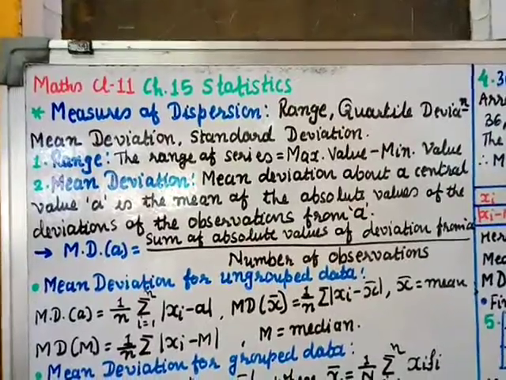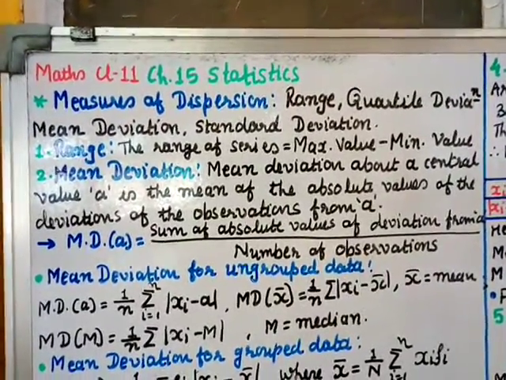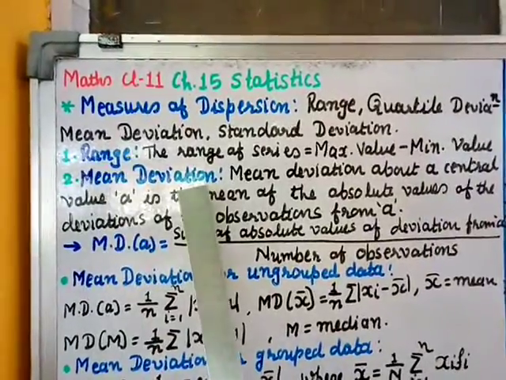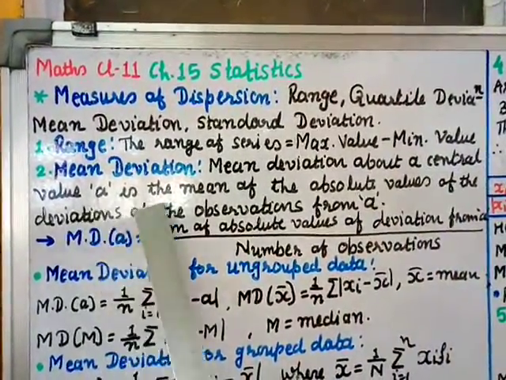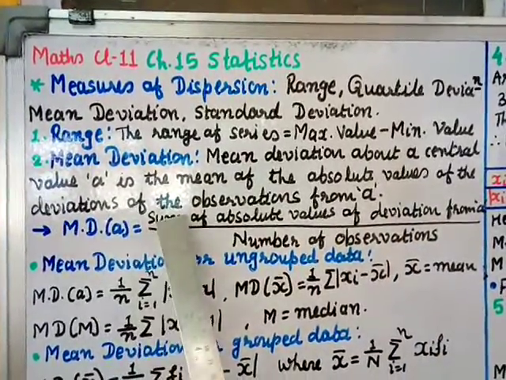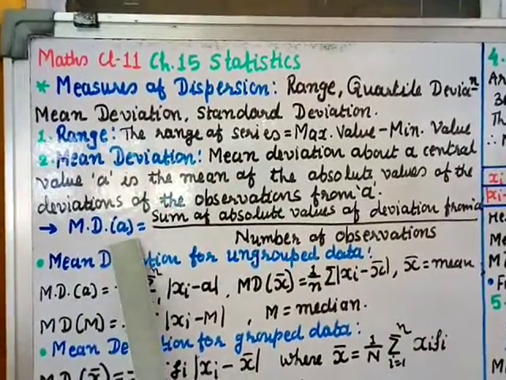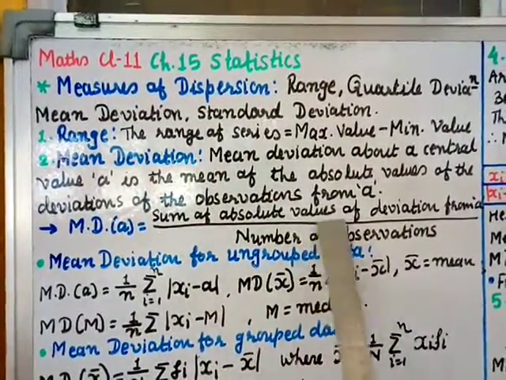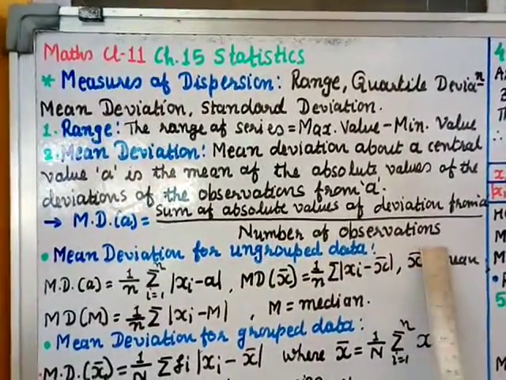So the difference between the maximum value and the minimum value gives you the range of the series. Number 2, mean deviation. Mean deviation about a central value A is the mean of the absolute values of the deviation of the observations from A. Mean deviation about A equals the sum of absolute values of deviation from A divided by the number of observations.